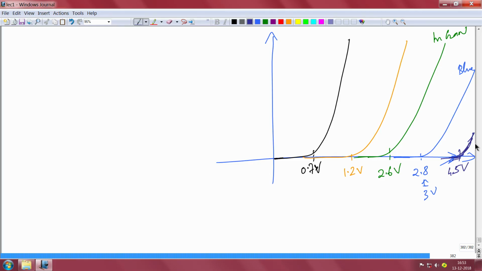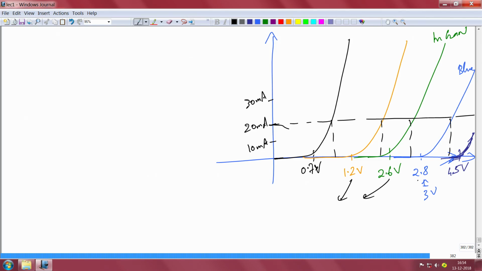So what you see here is that to get the same current, say this is 20 milliamp, 20 milliamp is a standard, that's why I keep mentioning that, or 10 milliamp, 30 milliamp and all. To get say 20 milliamp of current for a lower wavelength LED, blue, green and all, you actually have to apply a higher voltage, because this cut-in voltage depends on the band gap Eg. If your band gap is large, which means the emission wavelength is low, as you go to lower and lower wavelength, green, blue, near UV, deep UV, you are going to larger and larger band gap.